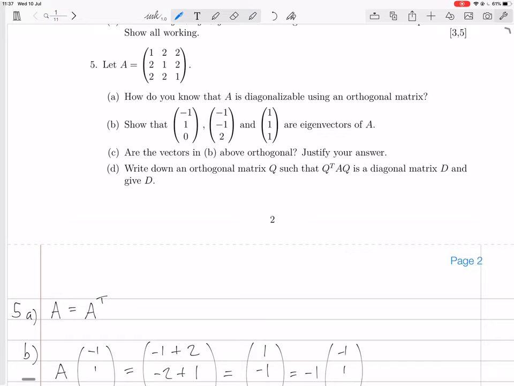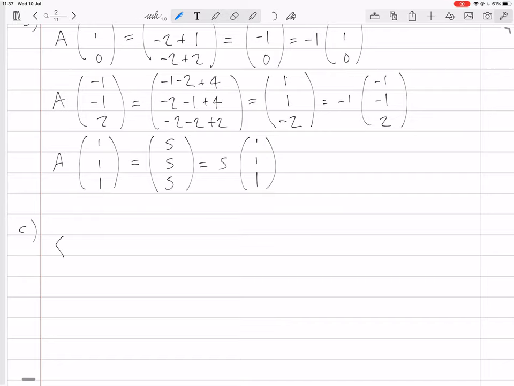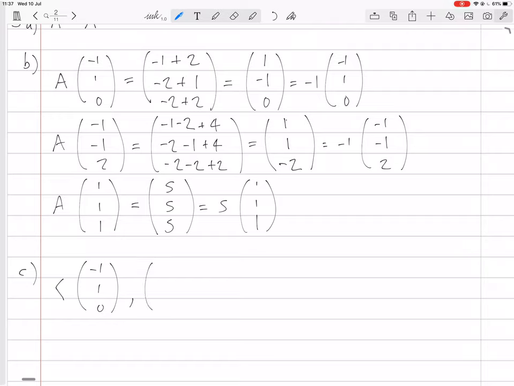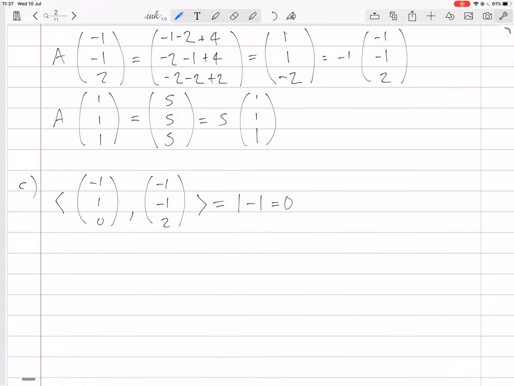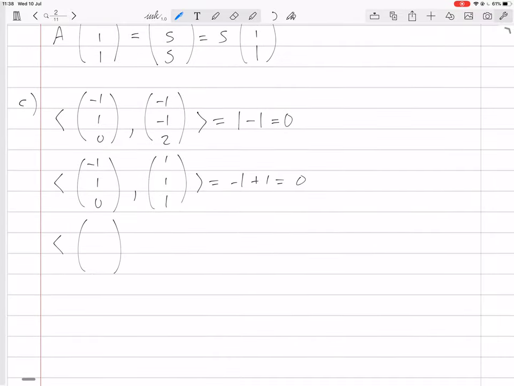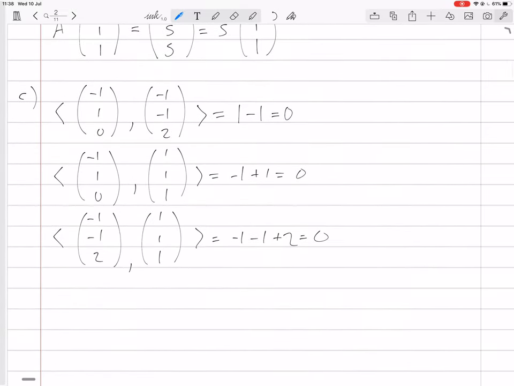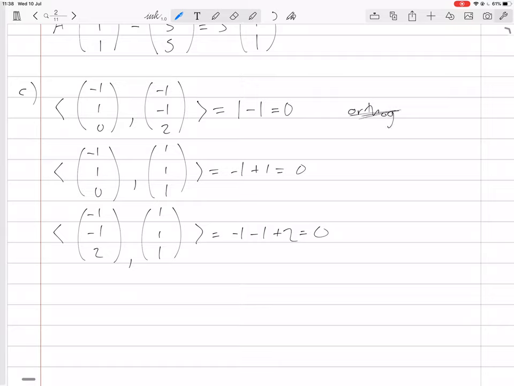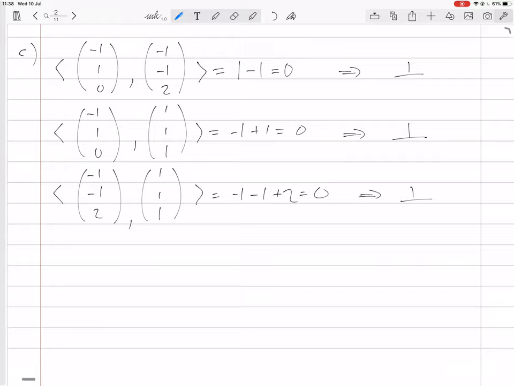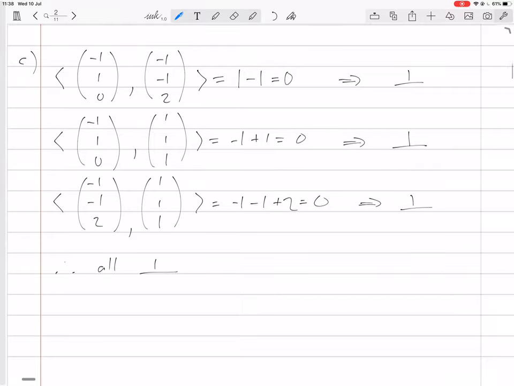Are those vectors orthogonal? If I do the inner product of the first two with each other, I get 1 minus 1, which equals 0. So those two are orthogonal to each other. Then I do the first one with the third one, you get minus 1 plus 1, which is 0. So those two are also orthogonal. If I do the second one with the third one, I get minus 1 minus 1 plus 2, which is 0. So they're all orthogonal to each other.